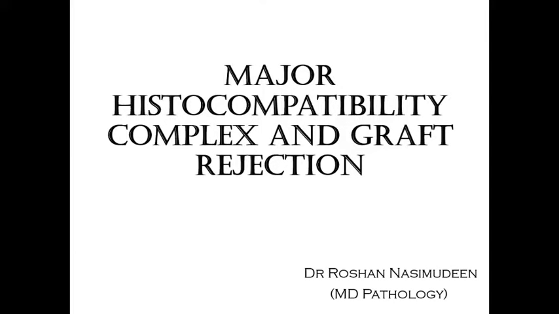Major histocompatibility complex. They are a set of genes located on the short arm of chromosome number 6, and they determine the compatibility of tissues between two individuals and are very important when it comes to transplantation. And in humans, MHC is also called the human leukocyte antigen system or HLA system.